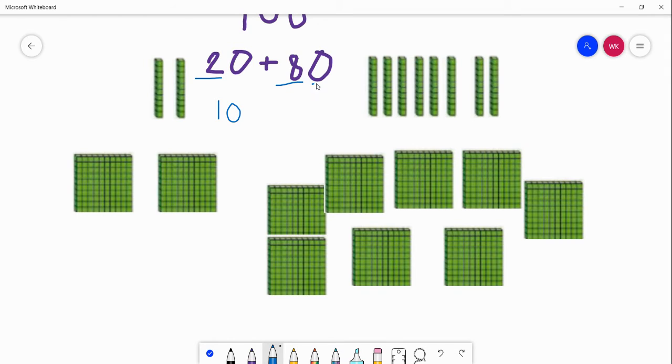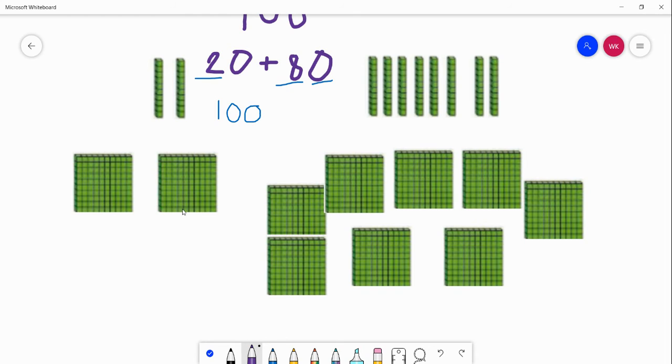And we have that 0. We added that 0 in, so now we're going to add a 0 in our ones place. So now our answer is 100. So 20 plus 80 equals 100. And now I want us to do it with our hundreds down here. Make it a little harder.